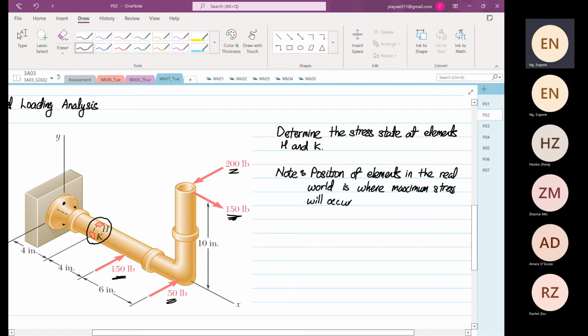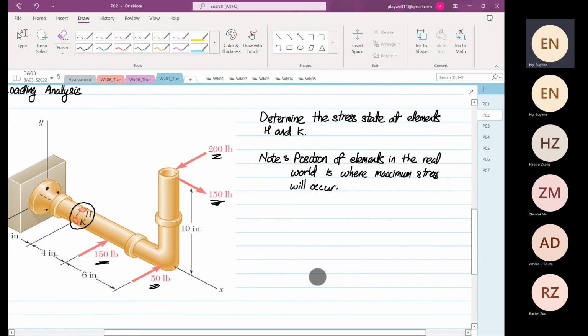Okay, so when you go to industry, in the real world, you don't see element H and K at all. But you need to know where to position the element H or the region of analysis based on your best guess on where the highest stress will be. Okay, so you will not know at all.